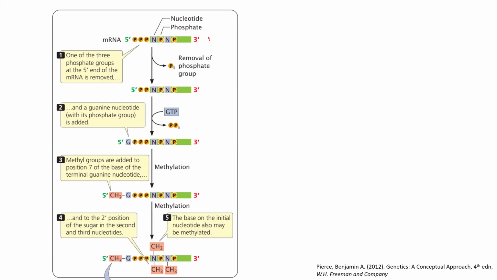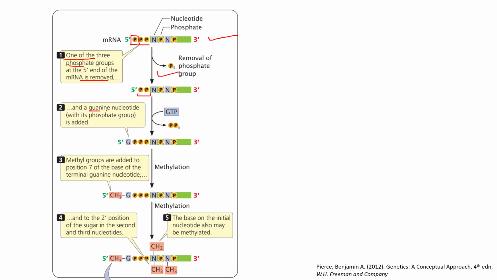This is a pre-mRNA of the eukaryotes. This is being synthesized. At the 5' end, there are 3 phosphates. One of the 3 phosphate groups at the 5' end is removed. Before the guanine cap is added, one of the phosphates at the 5' end is removed or cleaved. And if one of the phosphates is removed, out of 3, that leaves only 2 phosphates.